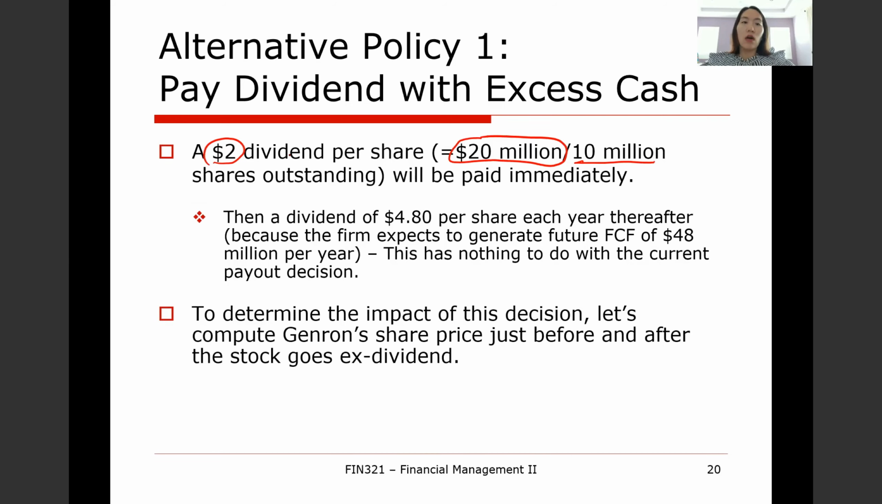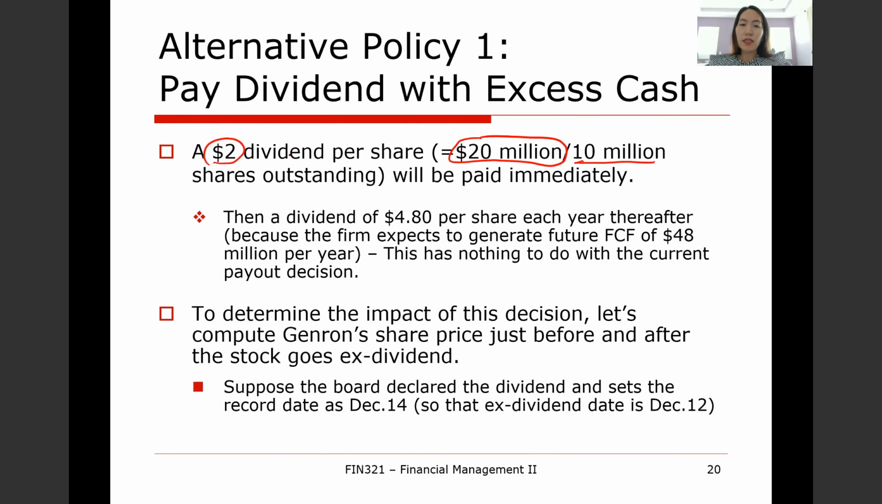Okay, now to determine the impact of the decision, let's compute General's share price just before and after the stock goes ex-dividend. Suppose the board declared the dividend and sets the record date as December 14th. Remember from what we learned last week, the ex-dividend date is 2 business days before the record date. So in this case, the ex-dividend date will be December 12th, assuming there are no holidays or weekends between December 14th and December 12th. Okay.